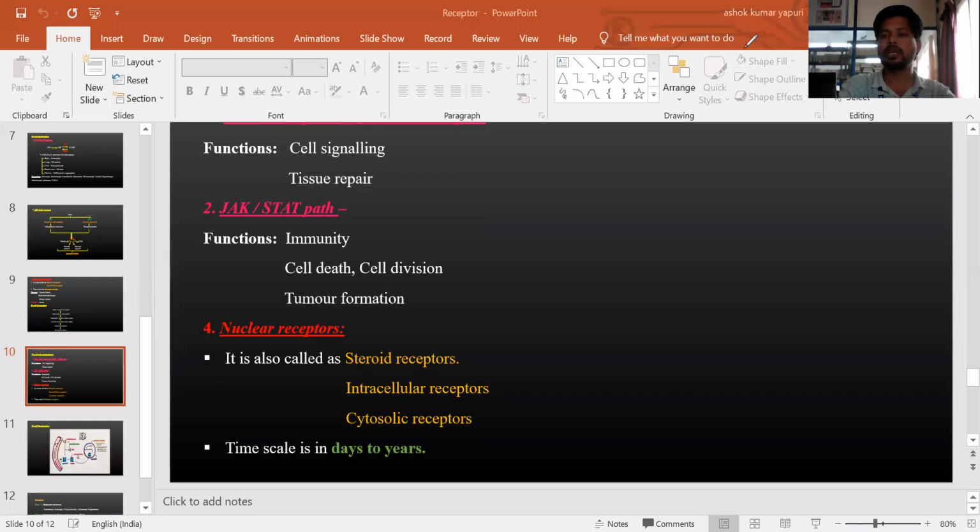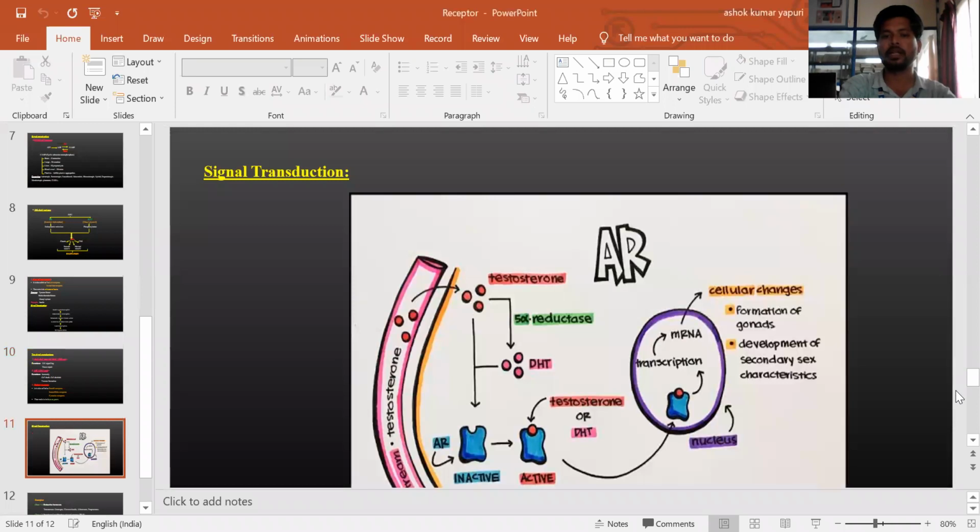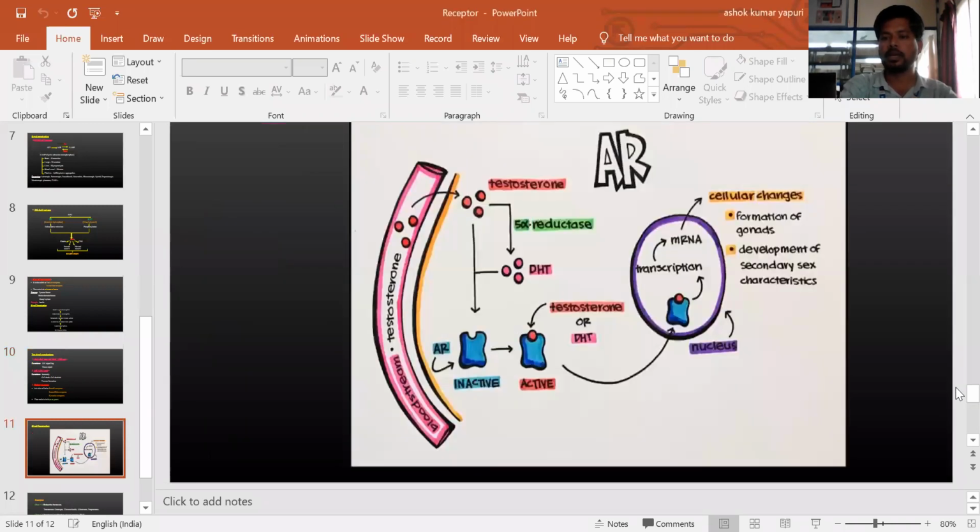So this is a simple introduction regarding the nuclear receptor. And this is the signal transduction of a nuclear receptor. Like the signal transduction of G protein coupled receptors, here also there is signal transduction. And as already said, the ligand molecules are steroidal molecules. Here one of the ligand molecules is testosterone. The active form of testosterone is dihydrotestosterone.